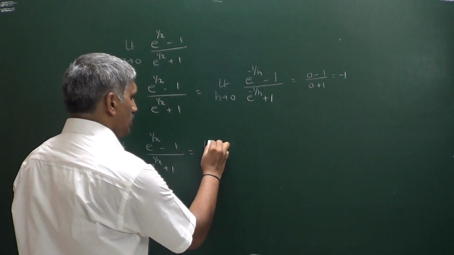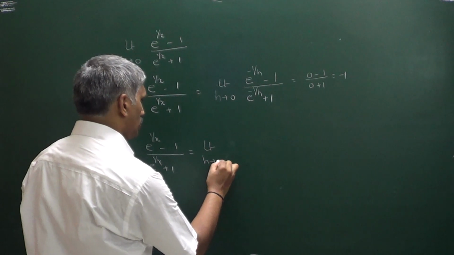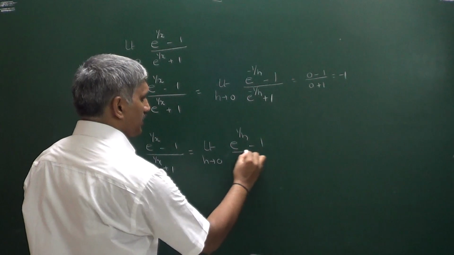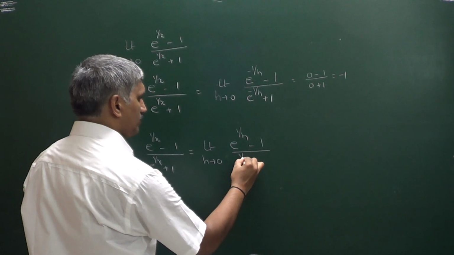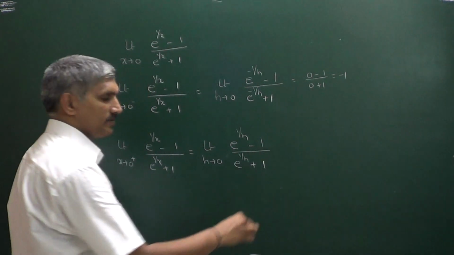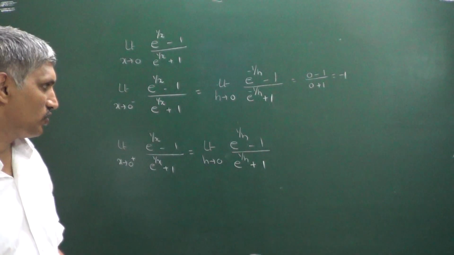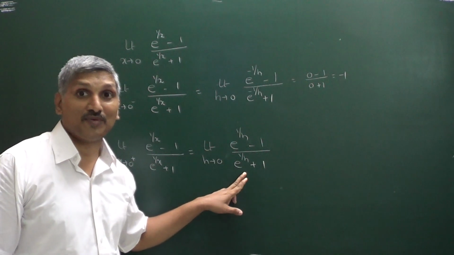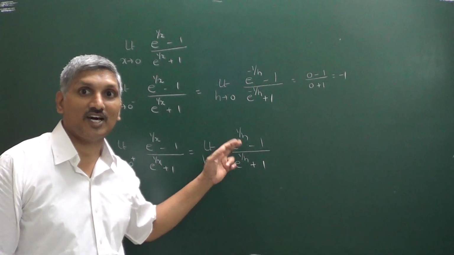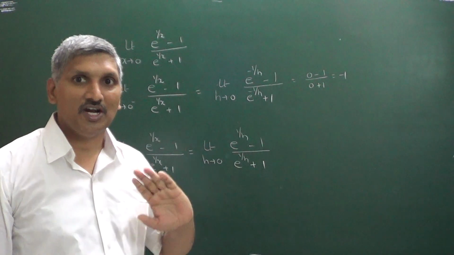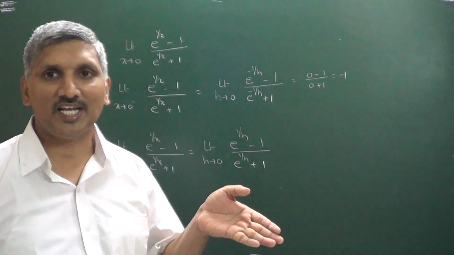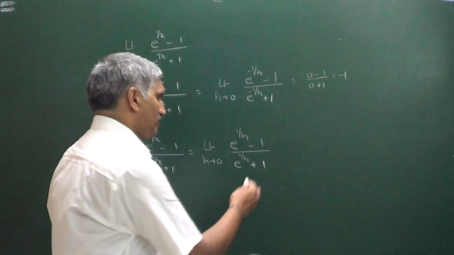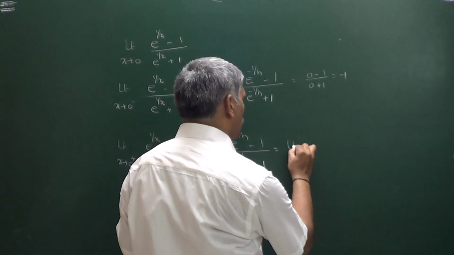Whereas here what happens? This is equal to limit h tends to 0, e to the power of 1 by h minus 1 divided by e to the power of 1 by h plus 1. What happens here? Numerator is also tending to infinity, denominator is also tending to infinity. We are getting infinity by infinity. Don't say infinity cancels, sir, we will get 1. It is an indeterminate form. Whenever we are getting infinity by infinity, we have to do a modification.